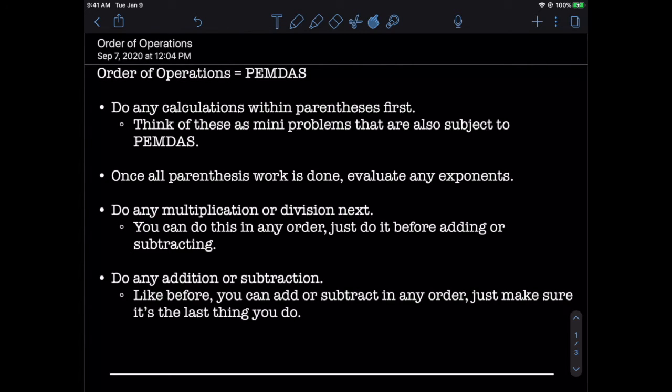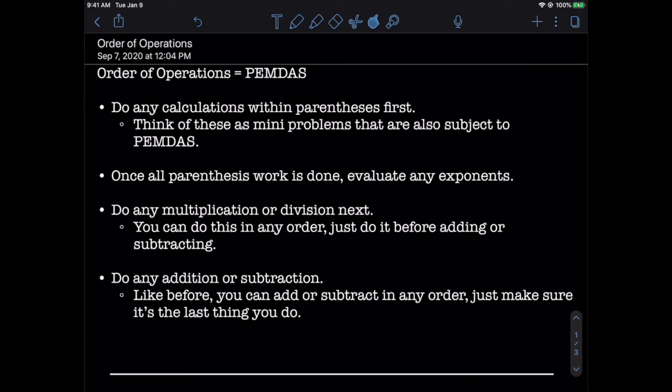Now, if we wanted to interpret this literally, it tells us that we must complete our parentheses stuff first, followed specifically by our exponents, then by multiplication, then division, then addition, and then subtraction, all in that very particular order. The trouble with the literal interpretation is that we don't actually have to do these things in that particular order. Take a look at these bullet points on the screen.